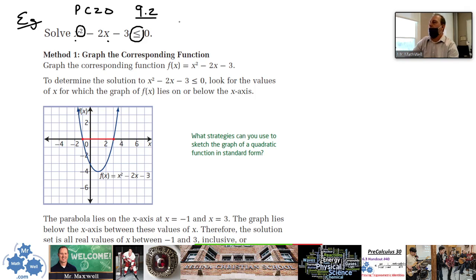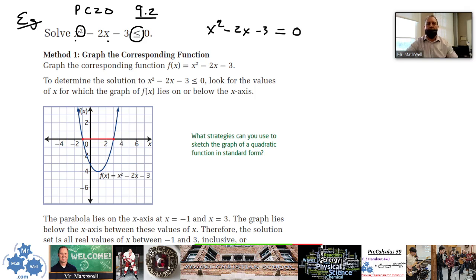So remember, if this was an equation, x squared minus 2x minus 3 equals 0, if that was the question and I needed you to solve, we would be looking for what? Who remembers? What on the graph are we looking for to find the solution to this equation? Anybody? The zeros, right? Or the x-intercepts. That's important because we do need to identify the x-intercepts because there's an or equal to here.